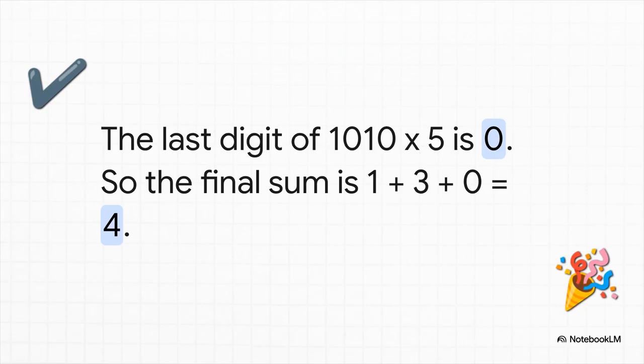So our final sum is super easy. It's just 1 plus 3 plus 0, which equals 4. And there's our answer. The last digit is 4. We've solved the second case. Seriously, you're becoming a pro at this, detective.